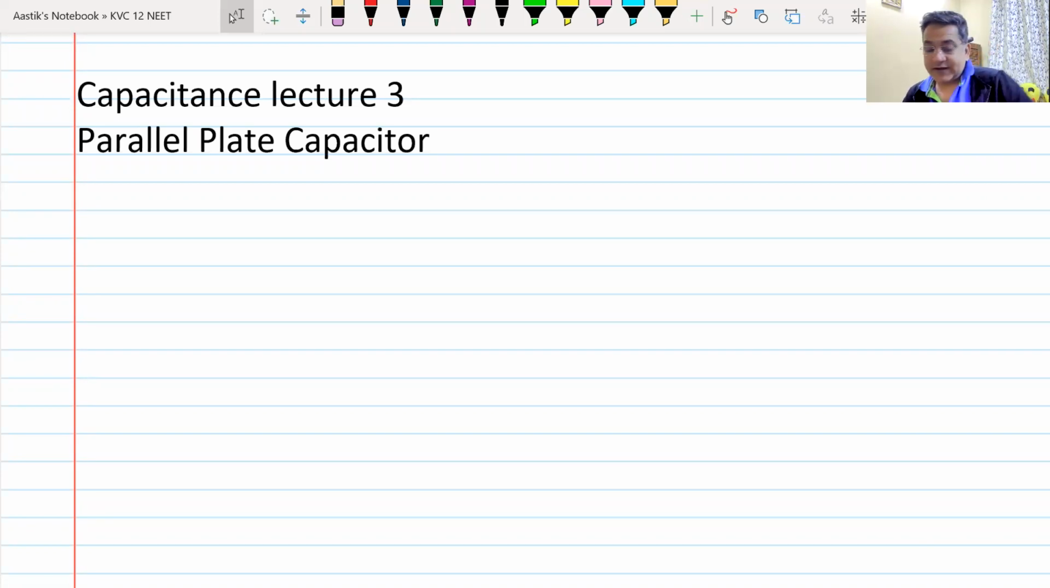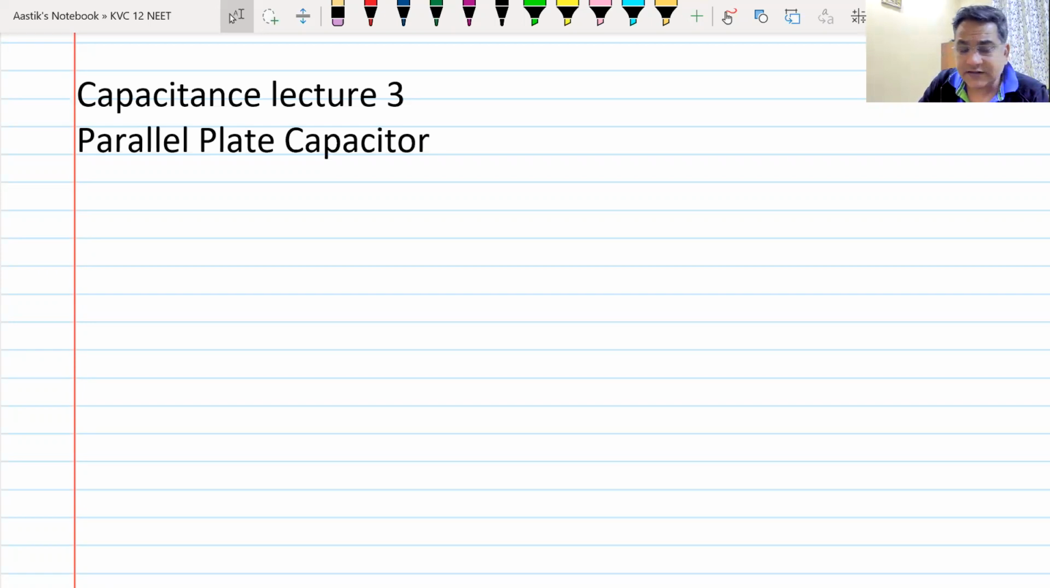This is Capacitor lecture number 3, and we are supposed to start types of capacitors. In the previous class, if you remember, we had dealt with what do you mean by a capacitor and capacitance of a capacitor. Do we remember this?